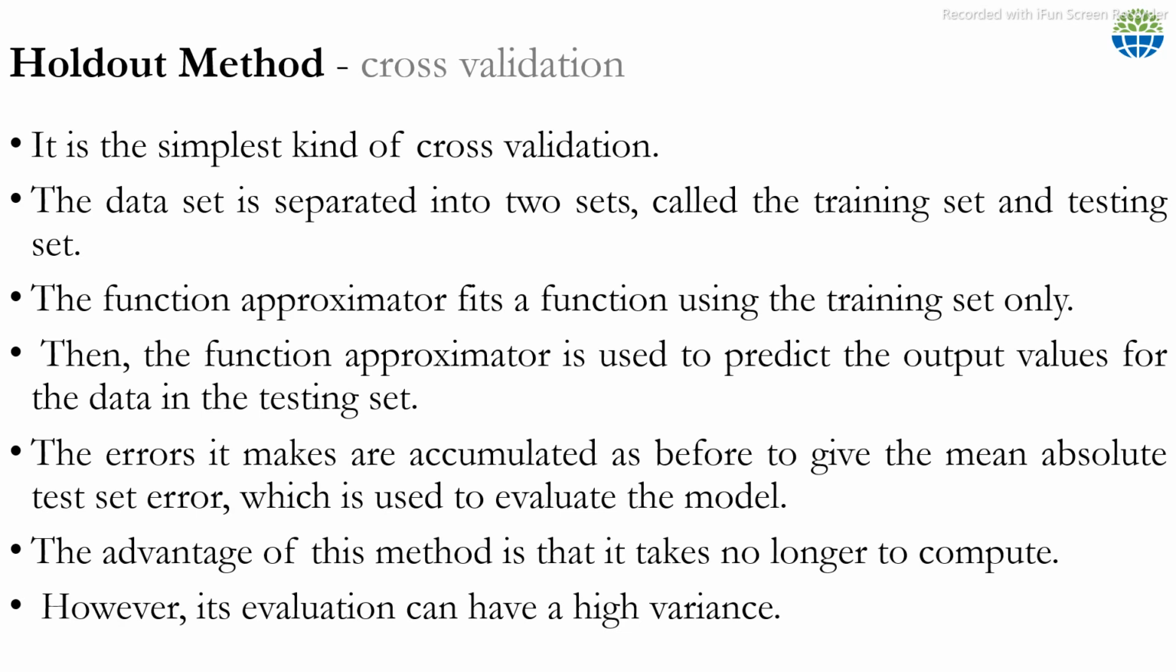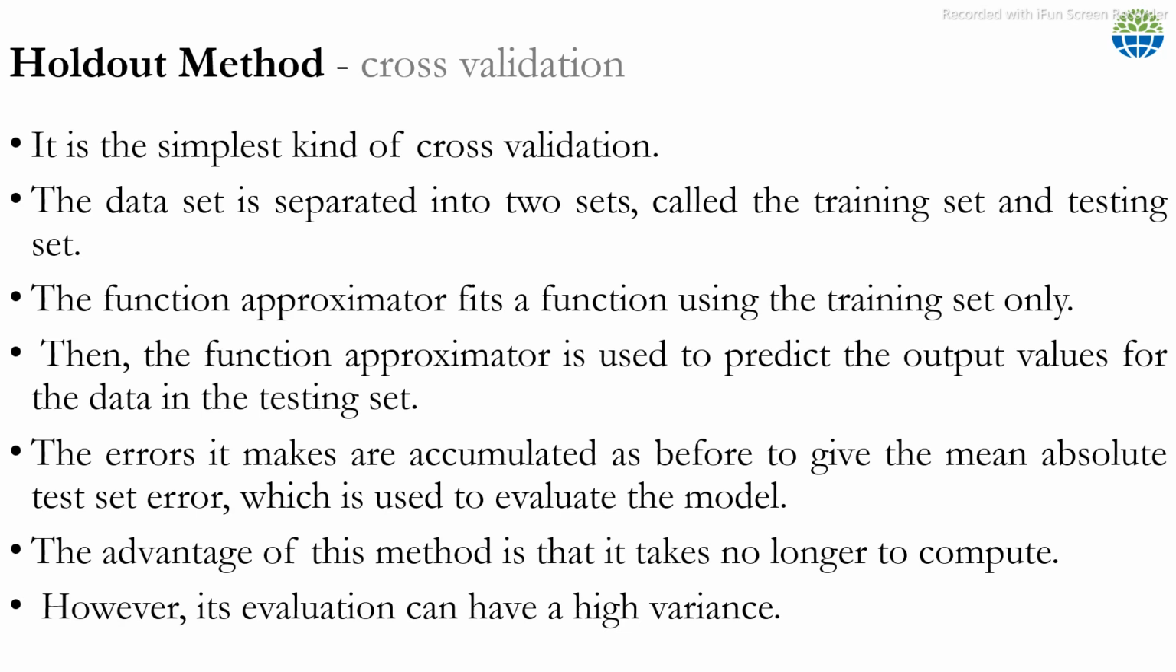One is known as the training data and the other as the testing data. Testing data is your sample data; training data is the standard data. The function approximator fits a function using the training set only, we can say the standard set only. The function approximator is then used to predict output values for data in the sample or testing set. The errors it makes are accumulated to give the mean absolute test set error, which is used to evaluate the model. So error should be there if it is not as per the training data or standard data.